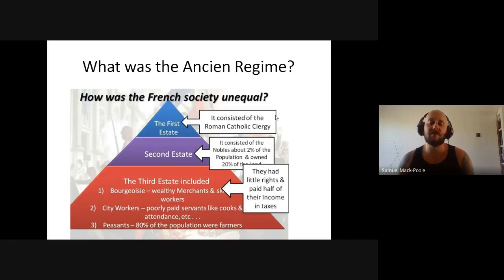The second estate was the nobility and the royals. 2% of the population, they own 20% of the land, so they're grotesquely rich.